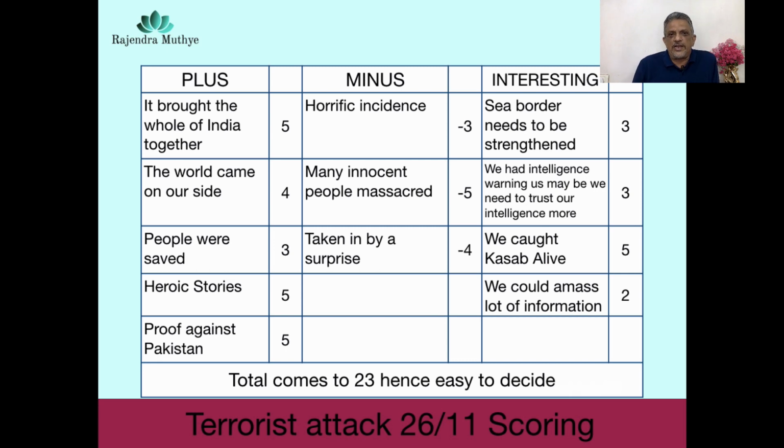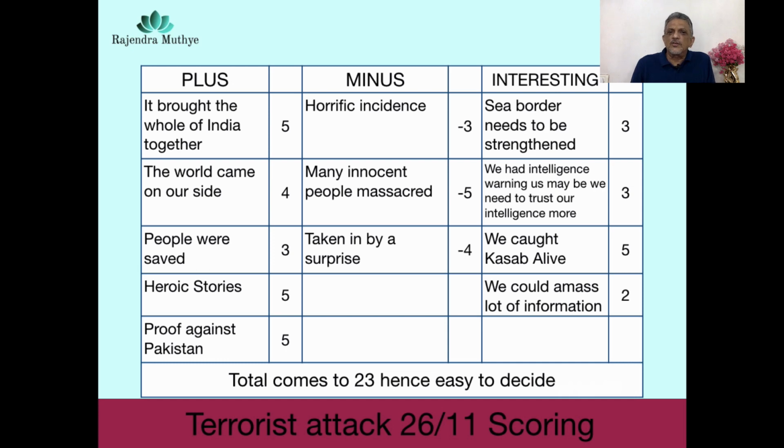The world came on our side. We were waiting for an opportunity to tell the world that such and such a country, this terrorism is, Pakistan is the center hub of terrorism in this part of the world. So the world came on our side. There were a lot of people who were saved. That was the plus part of it. Of course, there were a lot of people who were massacred, innocent people were massacred. Heroic stories started coming up over a period of time, a lot of heroic stories. And the plus is that we had proof against Pakistan this time.